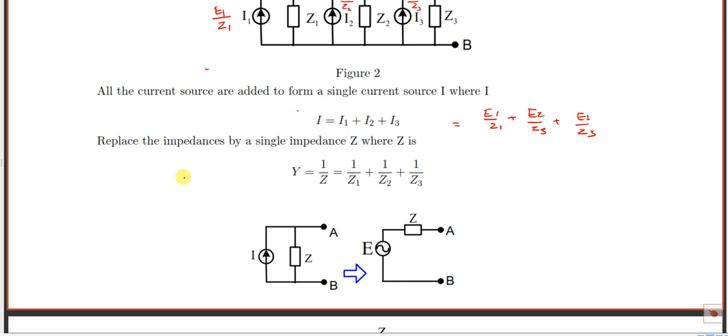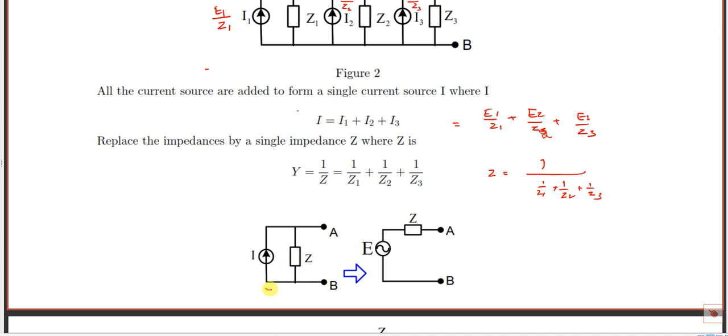Here we are getting net current as I, which is E1 by Z1 plus E2 by Z2 plus E3 by Z3, and 1 by Z is equal to 1 by Z1 plus 1 by Z2 plus 1 by Z3, and Z is equal to the reciprocal of that, because 1 by Z equivalent is equal to 1 by Z1 plus 1 by Z2 plus 1 by Z3. So you take 1 by Z as this much, and Z is the reciprocal of this. So that is the value of Z here.